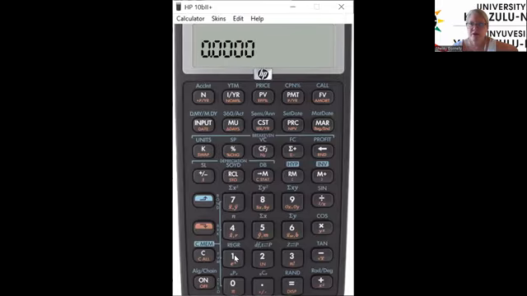Now I have a nominal rate with monthly compounding of 12%. 12 is my non-percent. And I want to know what that translates into as an effective rate. So I ask for my EFF percent. There you see it's 12.68.